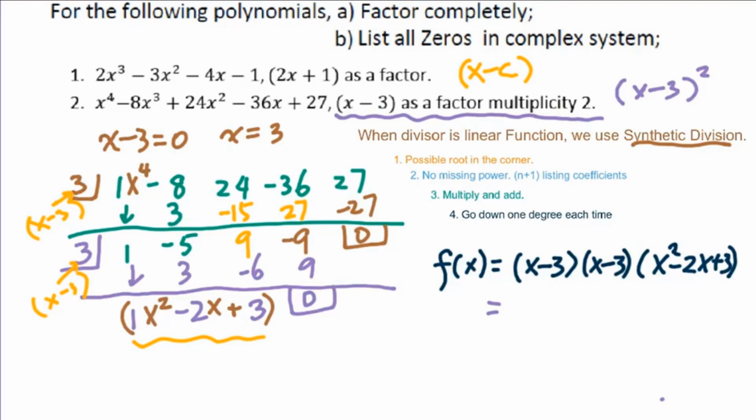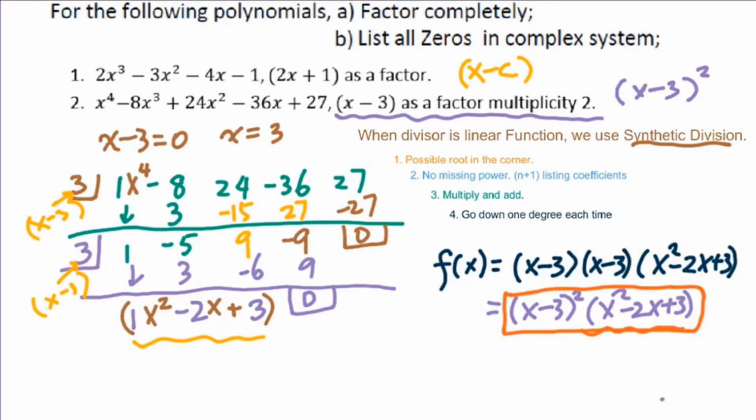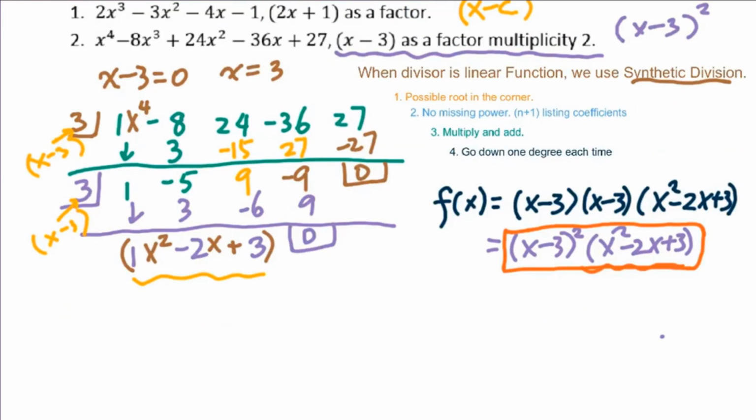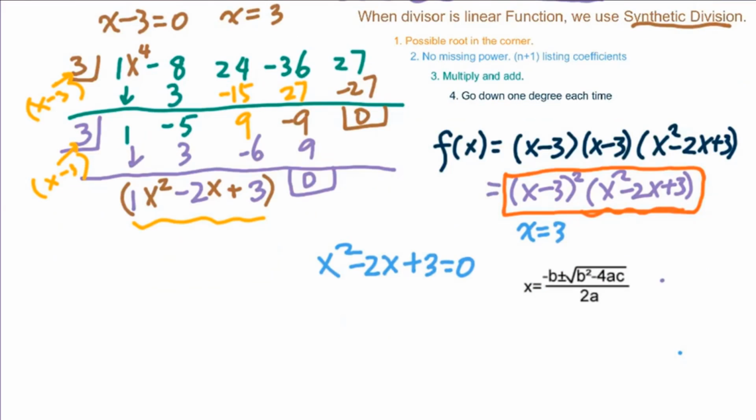I can rewrite this as x minus 3 squared, then x squared minus 2x plus 3. We cannot factor this quadratic function. Therefore, this is factoring completely. For the roots, we already got x equals 3. We need x squared minus 2x plus 3 equal to 0. Solve for x. Still, we have to use the quadratic formula to solve this quadratic equation.